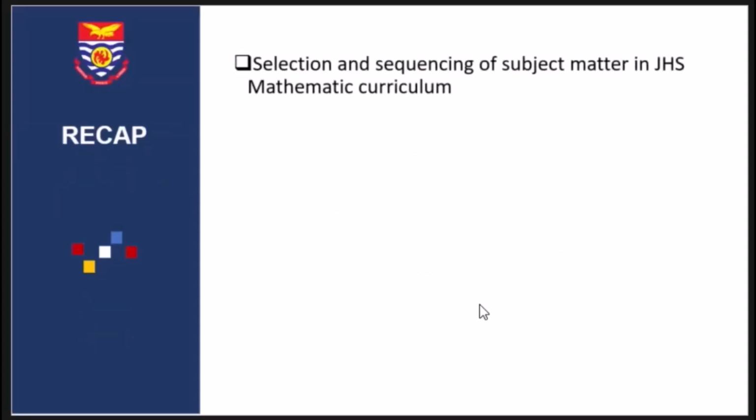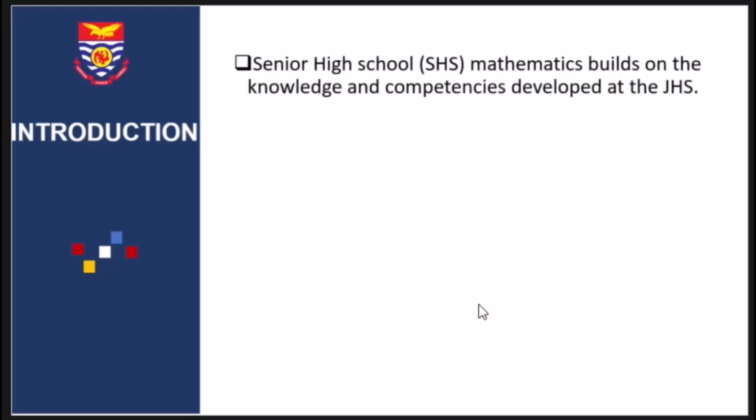In our previous lesson, we talked about selection and sequencing of subject matter in JHS mathematics curriculum. At the senior high level, there are two kinds of mathematics that are being taught there. We have the core mathematics and elective mathematics. And we are going to look at the core aspects in this particular session.